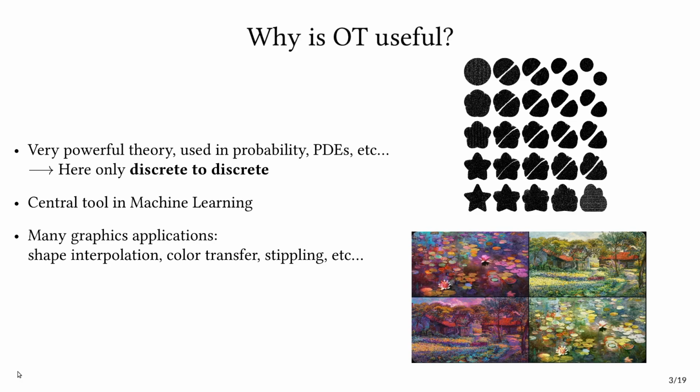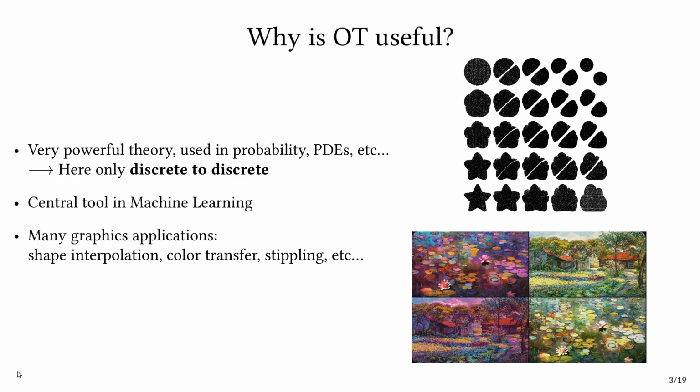It is a very beautiful theory that is very useful in probability, in PDEs, etc. It's also very useful in machine learning because it allows you to define this notion of distance between probability distributions. It has many different formulations, but here we only focus on the discrete to discrete case, so essentially a weighted point cloud towards another weighted point cloud. And what we are interested in today is that it has found many nice computer graphics applications.